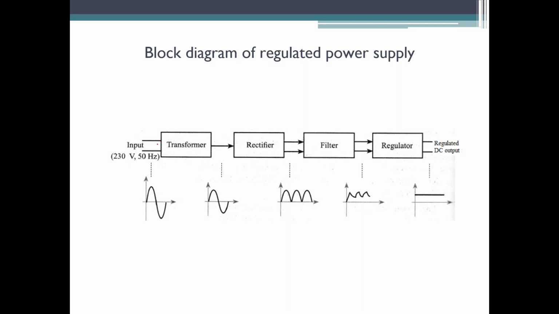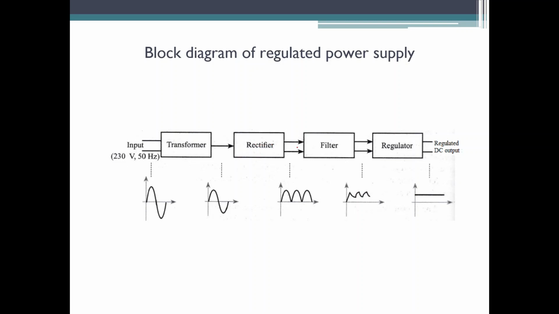Normally you will have a transformer which is fed with an input of 230 volt 50 hertz, which is the normal supply. Then that power supply will be downgraded, or stepped down, to the required voltage. After being stepped down, it is fed as input to the rectifier. The rectifier converts the negative cycle to the positive cycle. So the rectifier does that particular function.